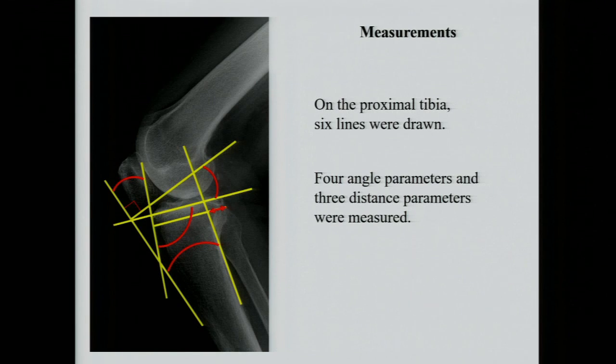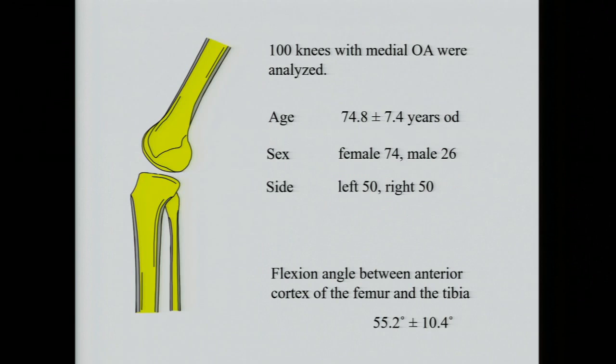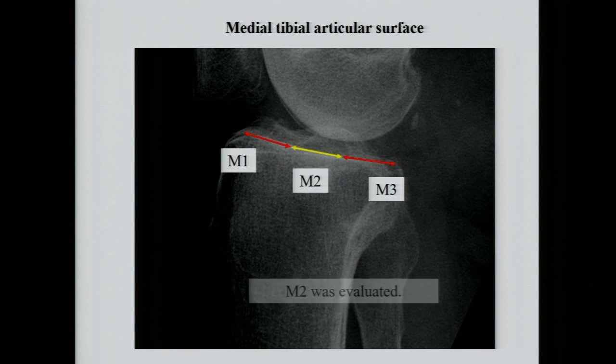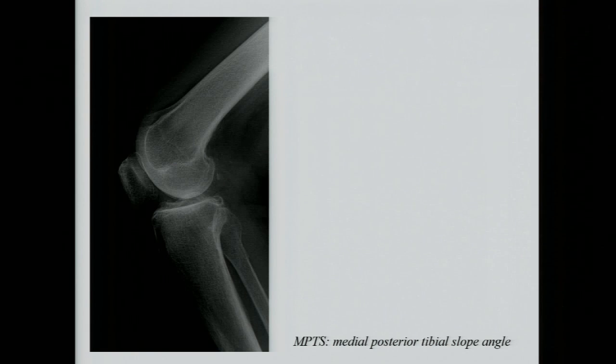On the proximal tibia, on the lateral view of the X-rays, we drew 6 lines, and 4 angle parameters and 3 distance parameters were measured. We evaluated 100 cases, and the flexion angle between the anterior cortex of the femur and the tibia averaged 55.2 degrees. In the medial tibial articular surface, there are 3 posterior slopes, M1, M2, and M3. In this study, M2 was evaluated. Okay, please check each one by one.